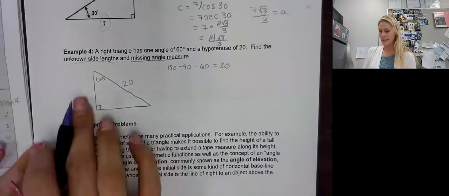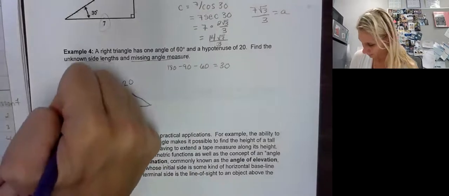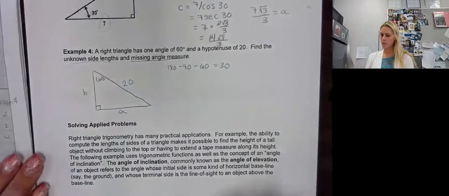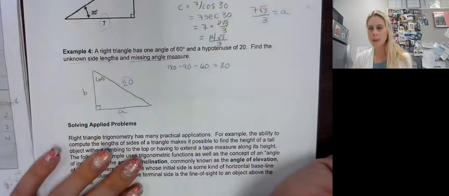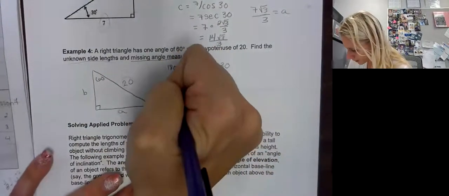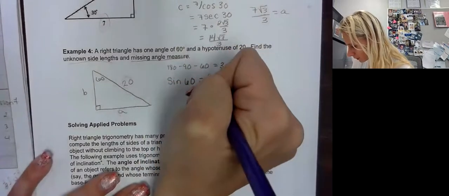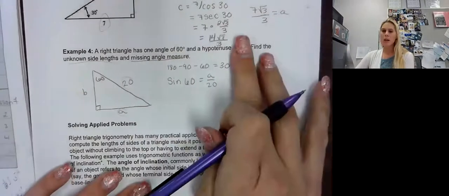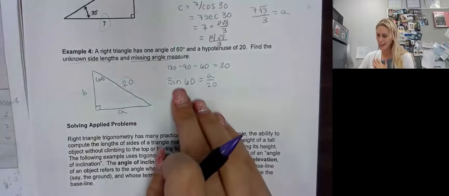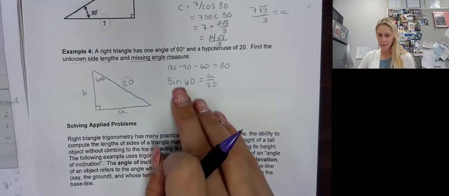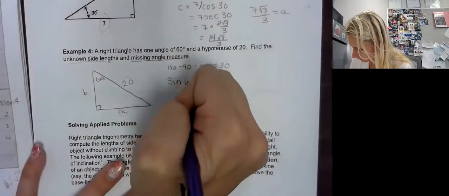Again, you could label this A, this B, no matter what you want. I'm going to say A and B. And this time I'll solve for A first. So I would have opposite and hypotenuse. Opposite and hypotenuse is sine. So sine of 60 equals A over 20. Now remember up here, I rearranged it first and then I plugged in. Well, if you want, guys, you can plug it in right now. Sine of 60 is square root of 3 over 2.